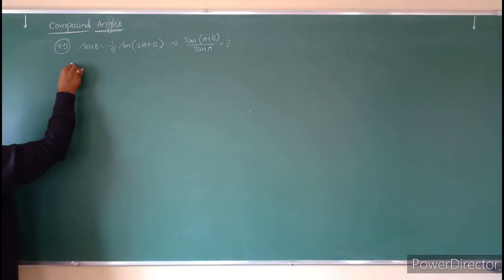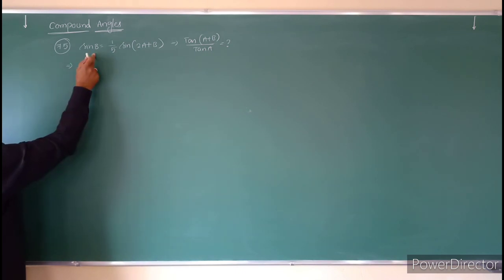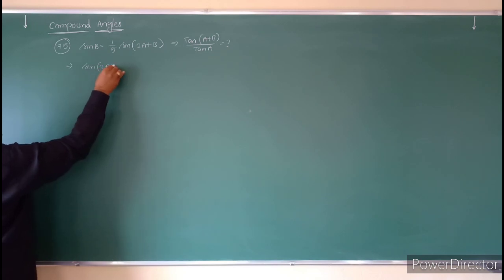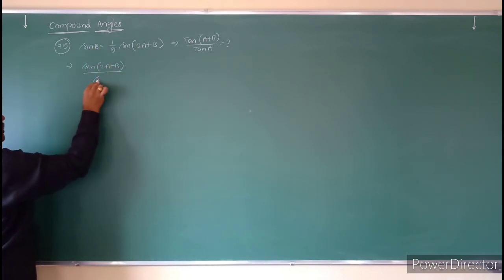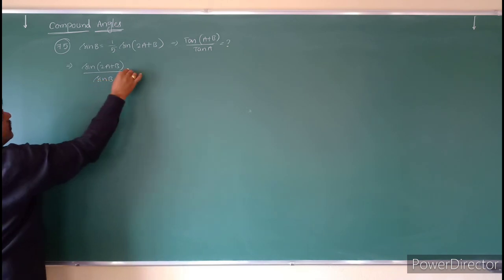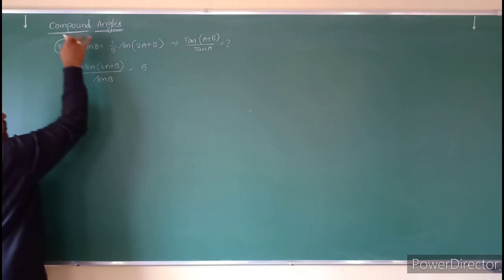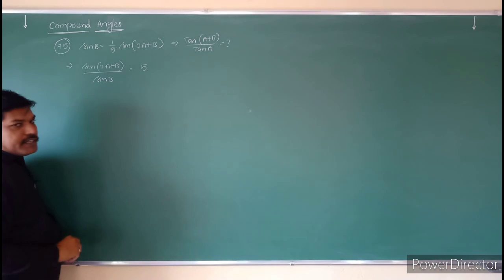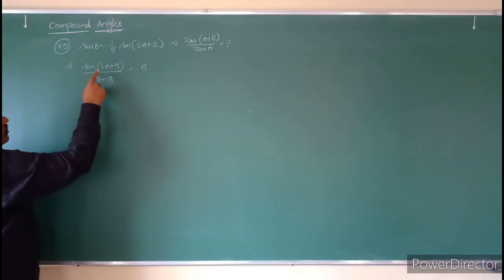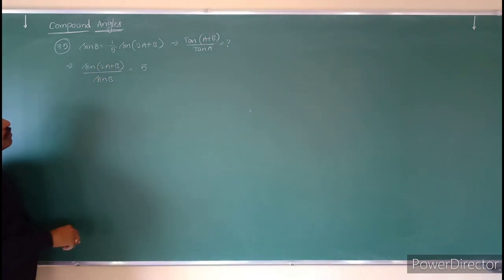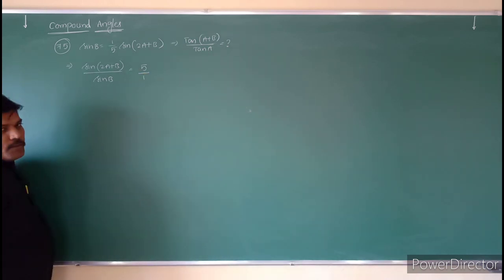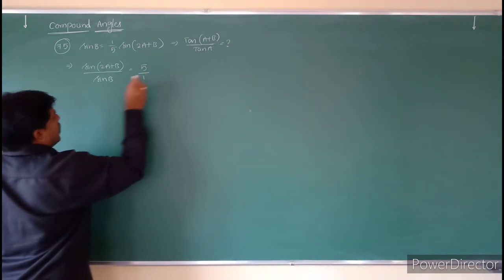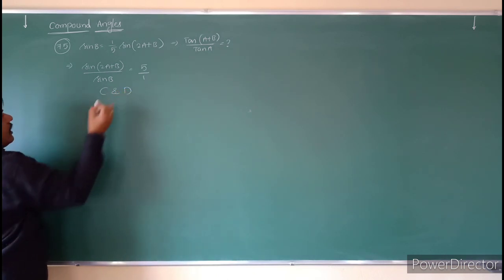What I will do that one, that implies from this one sine of 2a plus b, take this value to the denominator, that is the sine b, that is equal to 5. So take this 5 to this side and take the sine b to this side. So sine of 2a plus b by sine b is equal to 5. So 5 is nothing but, you can take it as 5 by 1. I am going to use that componendo and dividendo.